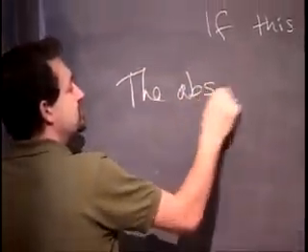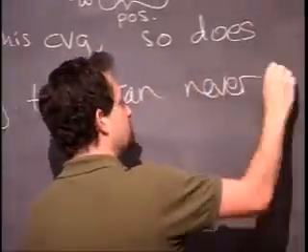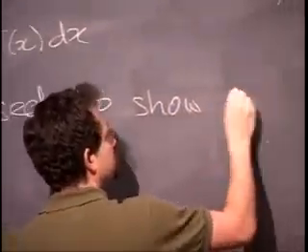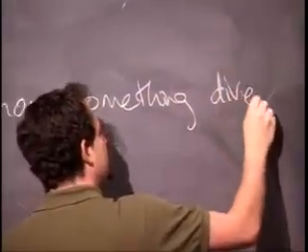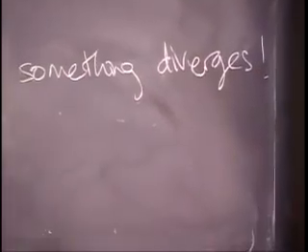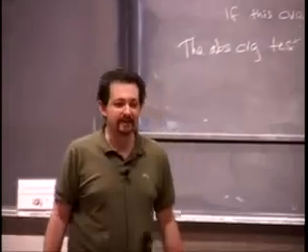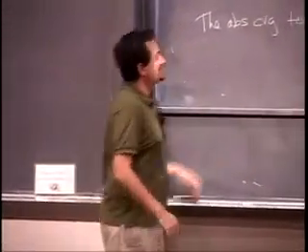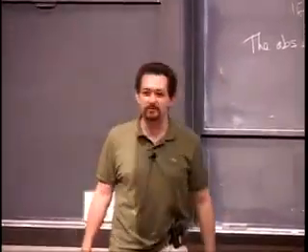In particular, the absolute convergence test can never be used to show something diverges. So if you ever write this integral diverges by the absolute convergence test, you will probably get 0 for the problem. Or even negative points if we're sufficiently outraged. Okay, I don't think you get negative points, but anyway, you should. Okay, so the absolute convergence test can never be used to show something diverges, only converges.